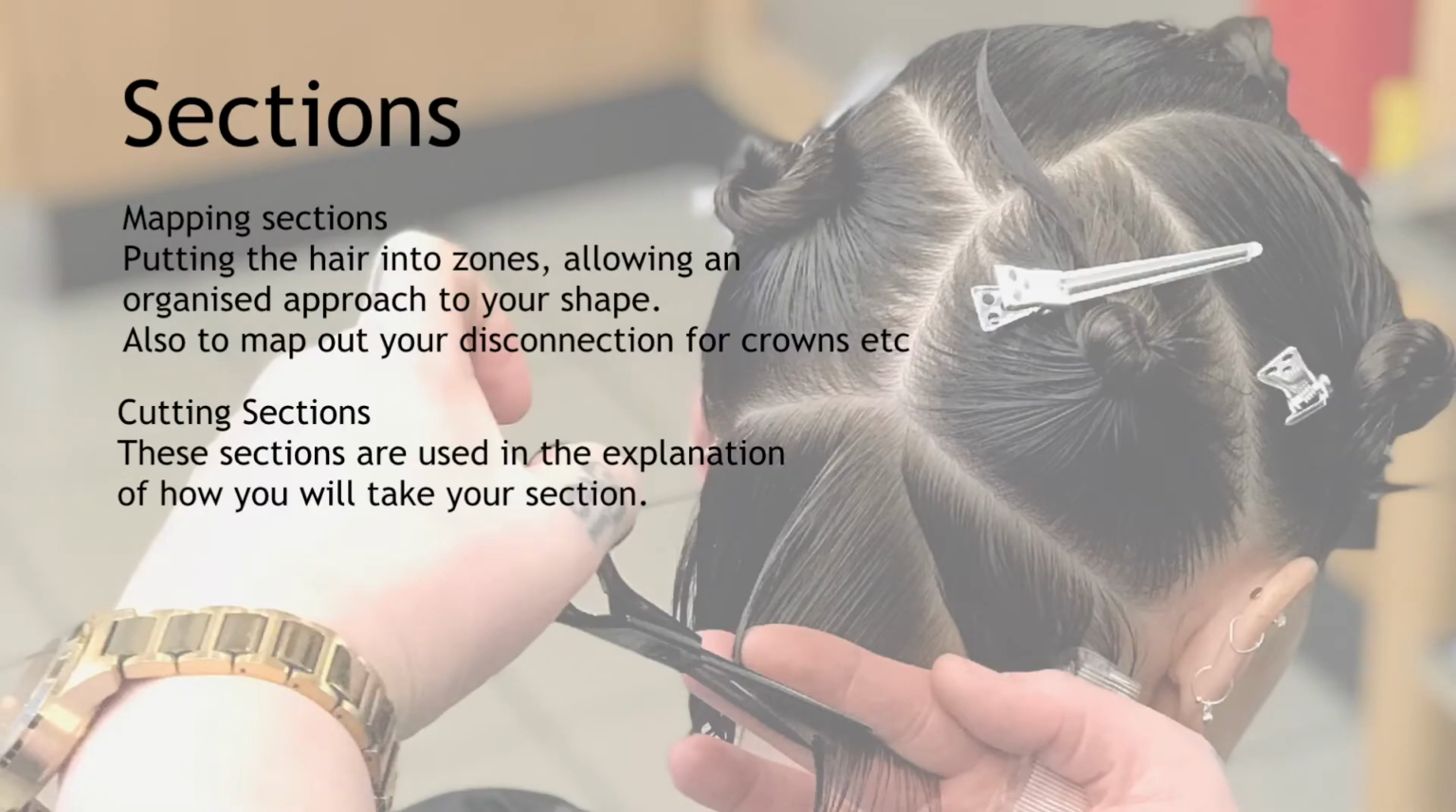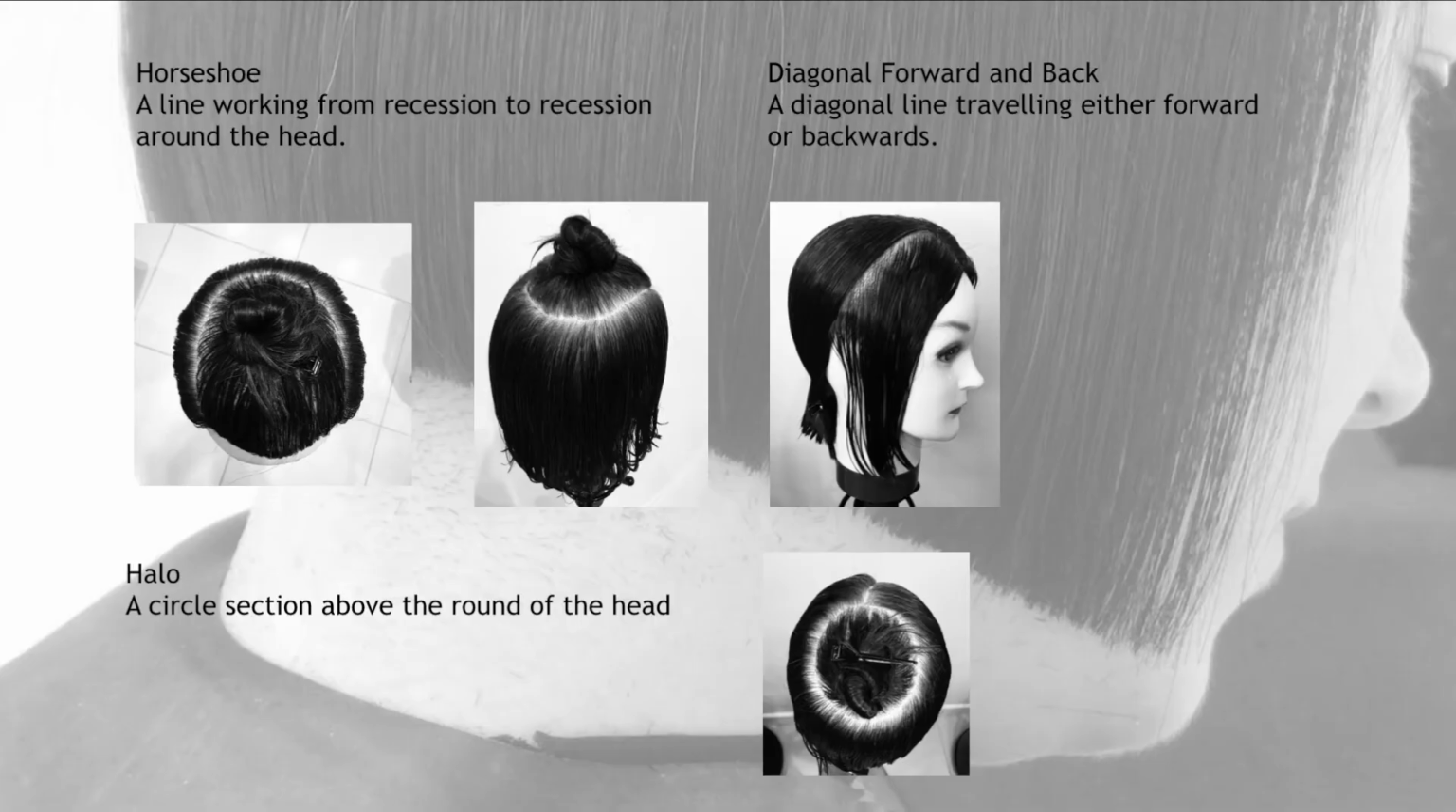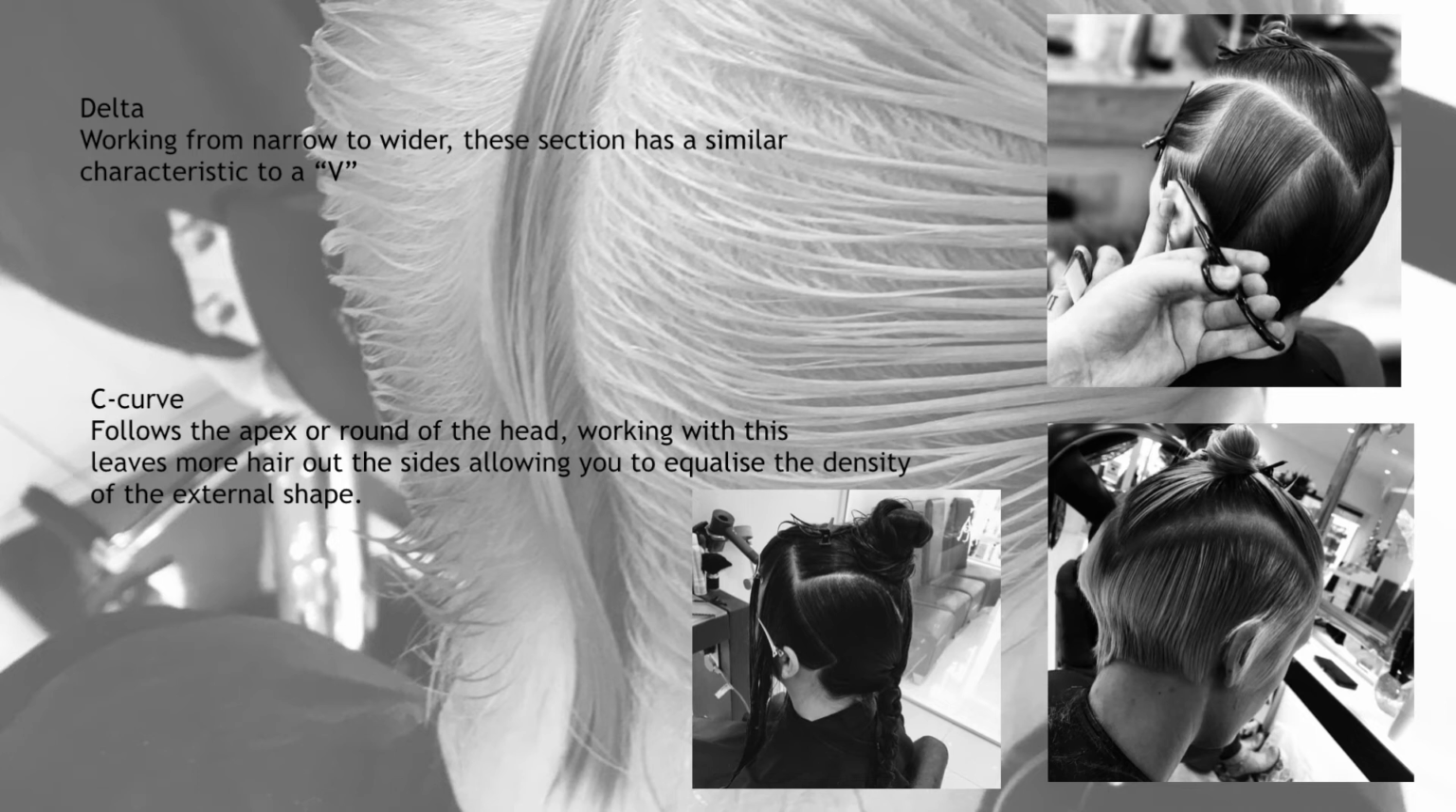Number 3, sectioning. We talk through sectioning in 2 ways: mapping the hair and cutting the hair. Let's review mapping the hair first. Mapping the hair gives us the opportunity to use the characteristics of certain sectioning patterns: delta section, halo section, vertical. This allows for us to really assess our plan throughout the haircut. Also helps us to isolate the practical uses of disconnection.